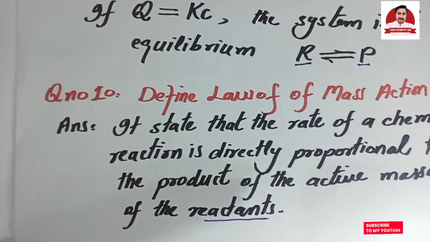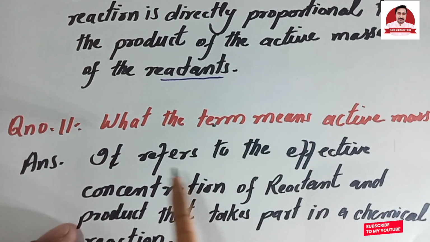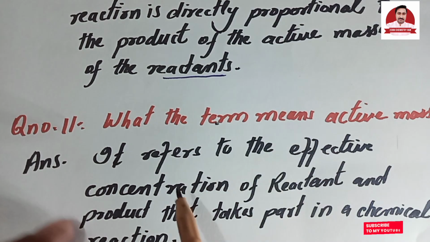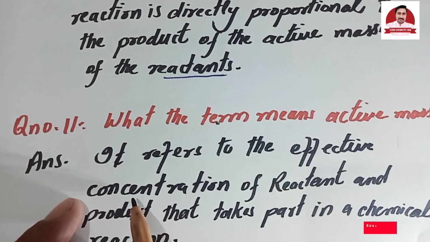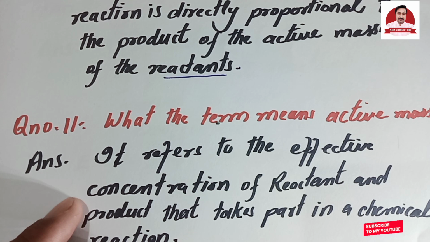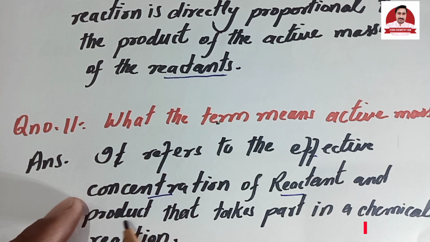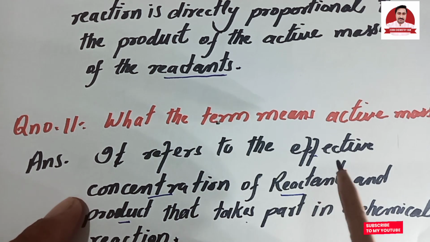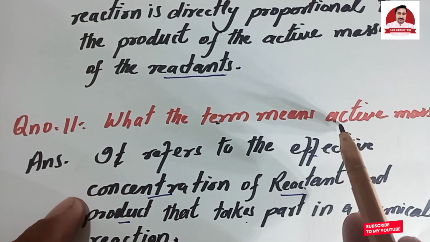In the next question, what is meant by the term active mass? Active mass refers to the effective concentration of reactant and product that take part in a chemical reaction. In a reversible chemical reaction, this effective concentration of reactant and product is termed or called active mass.